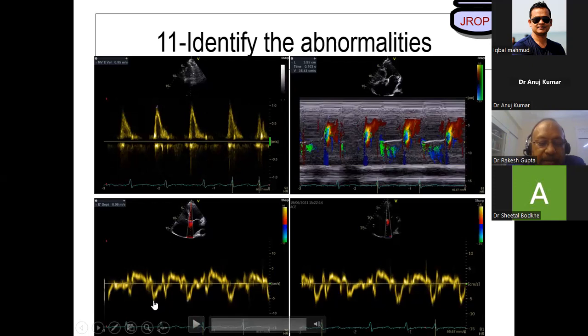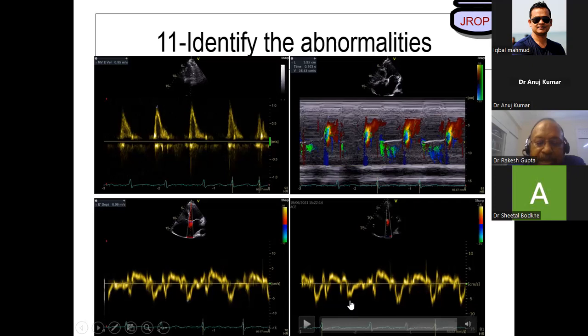Look at it over here. There is no A wave. Only E prime is there. Sir, there is no A wave.